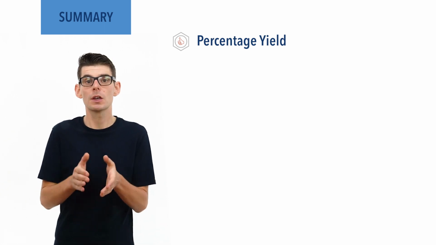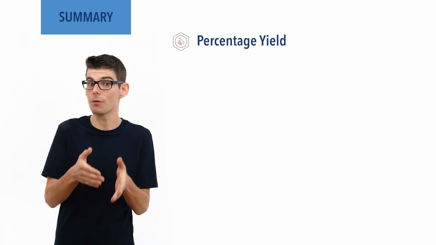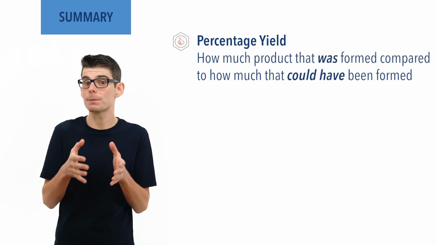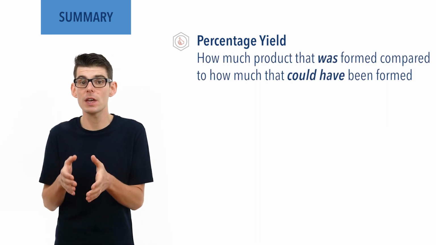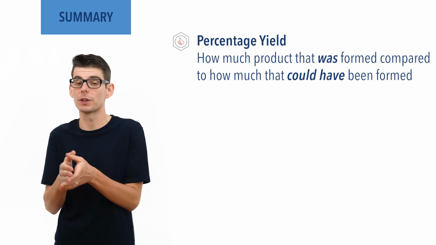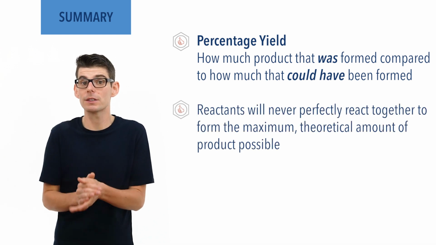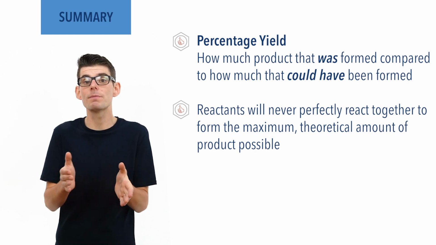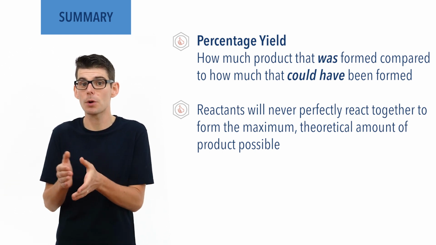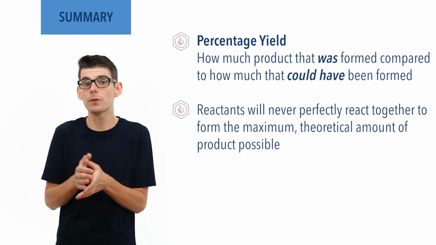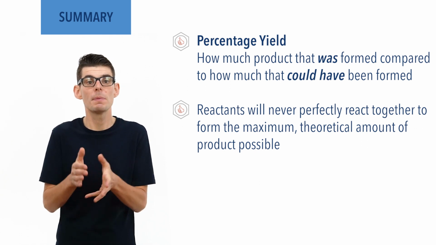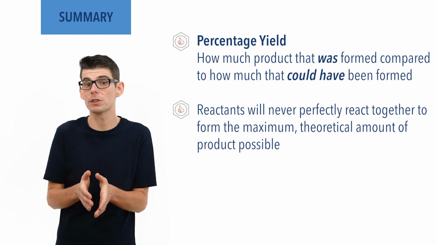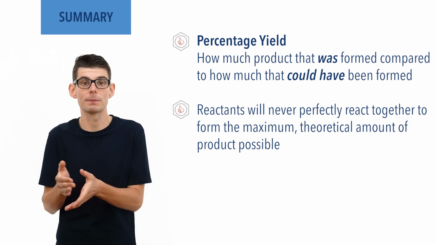in a reaction compared to how much could have theoretically been formed. Reactants will never react perfectly together to give the theoretical maximum amount of product possible. Some reactants may leave the reaction mixture before they get a chance to react, others may react to give a slightly different product, and sometimes products formed will leave the reaction mixture before being collected. Reversible reactions can also result in lower than expected product amounts.